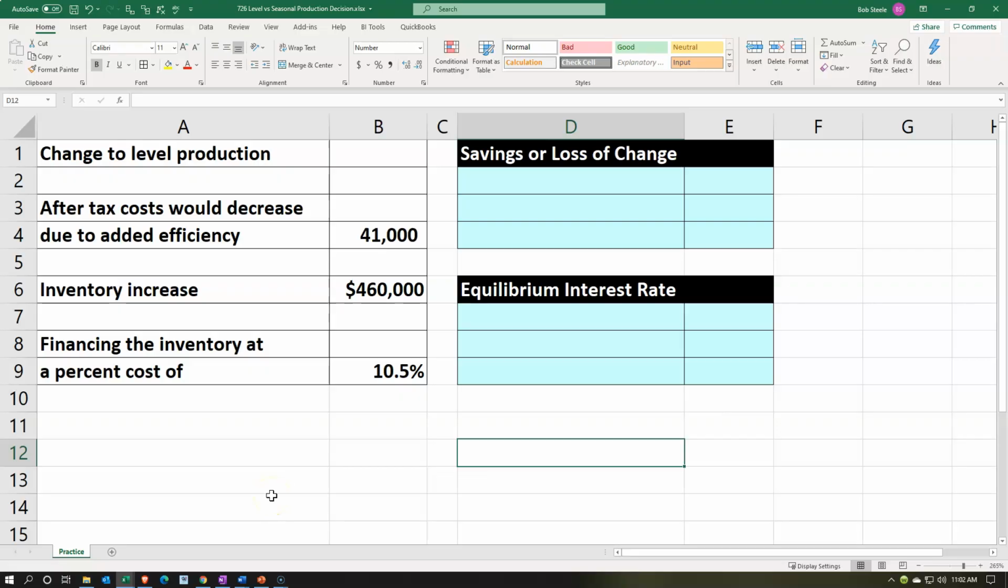Here we are in Excel. We have our information on the left-hand side. We're going to put that information into the blue area in our worksheet on the right-hand side. We're thinking about going from a seasonal production process to a level production process, in a situation where our sales are seasonal. We have some months where we expect to sell substantially more than other months.